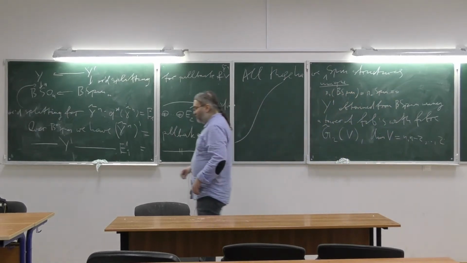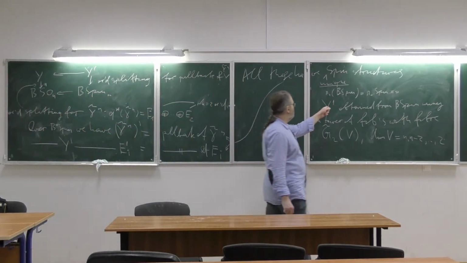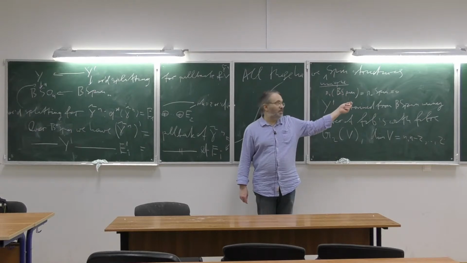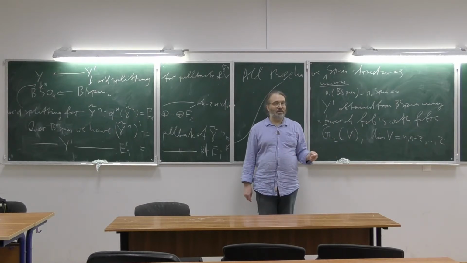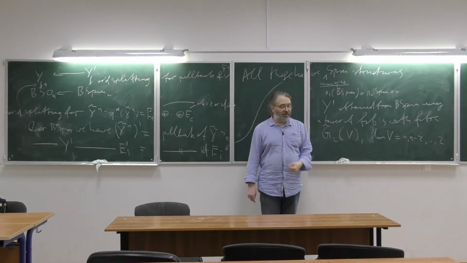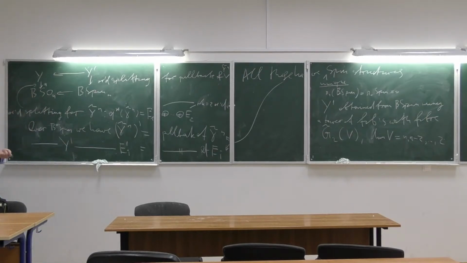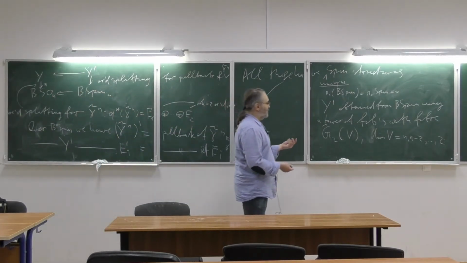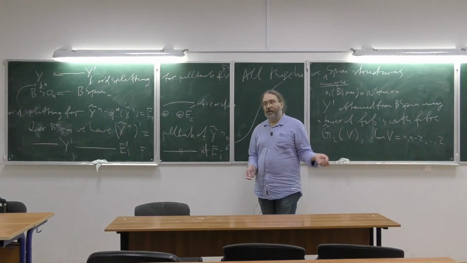Now the space Y prime is an iterated fibration over BSpin, and all fibers are oriented Grassmannians G2 of V, where V at stage 1 has dimension n, then n minus 2, then n minus 4, and so on.